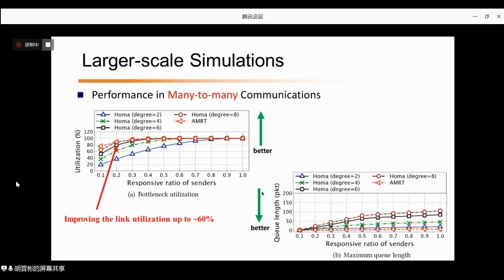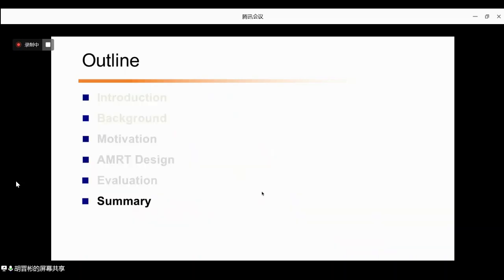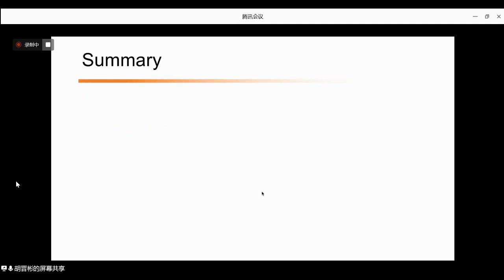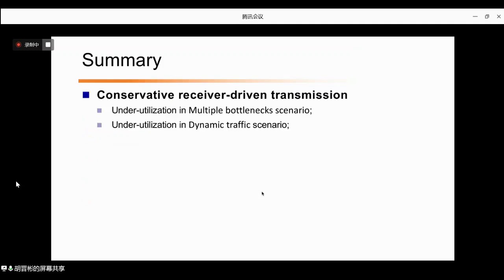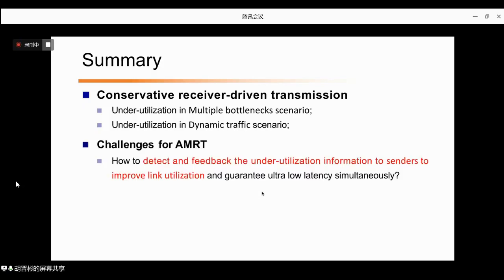I'm now going to give a brief summary of our research. In the beginning, we analyzed the underutilization problem of the receiver driving transmission in multi-bottleneck scenario and dynamic traffic scenario. These issues motivate us to design and implement a new receiver driving transport protocol to simultaneously achieve low latency and high link utilization.